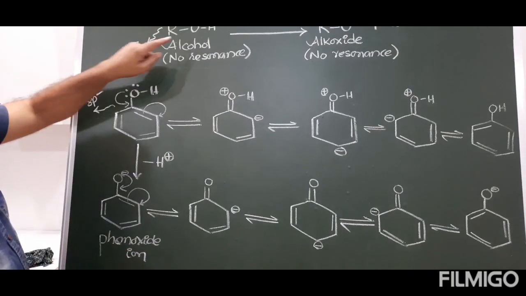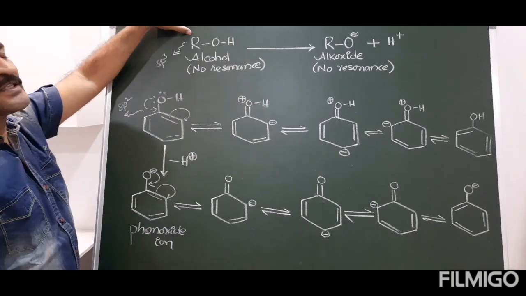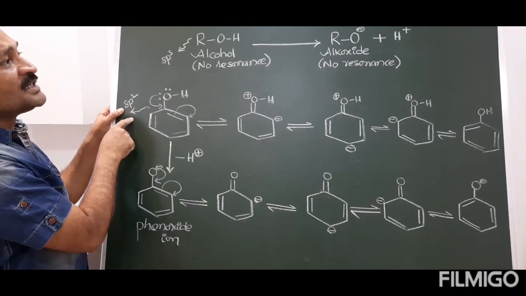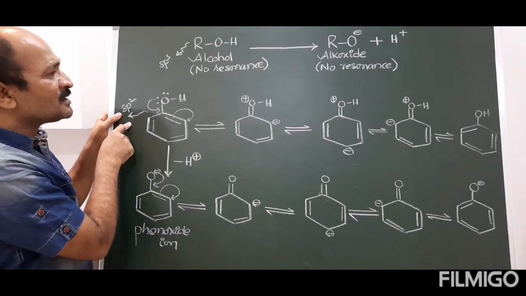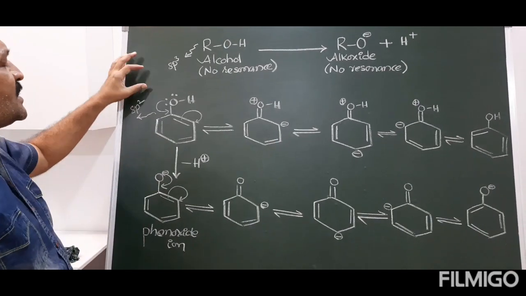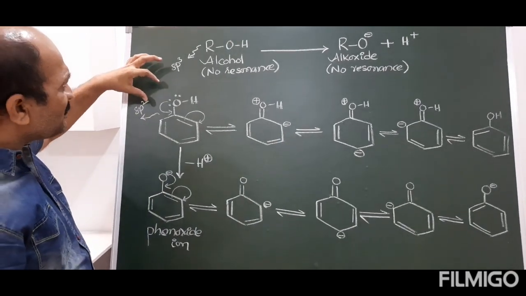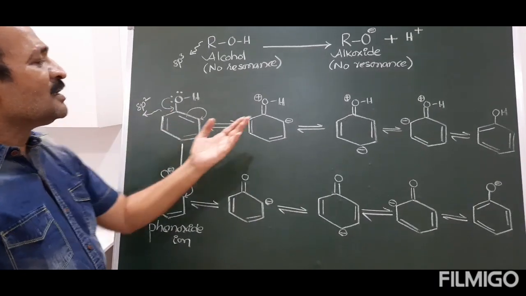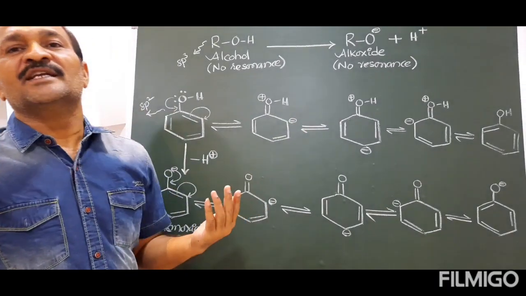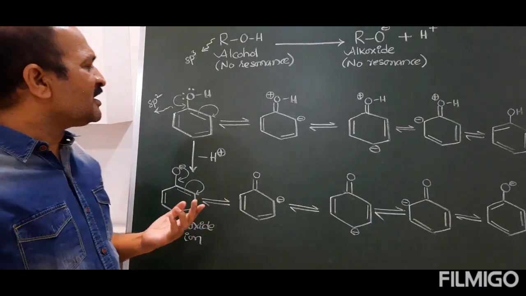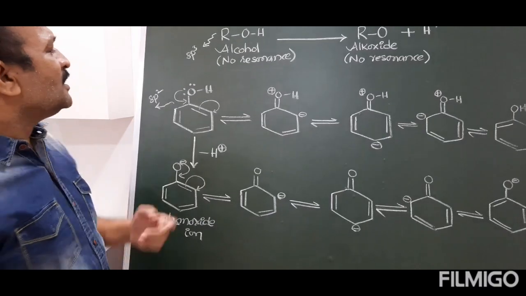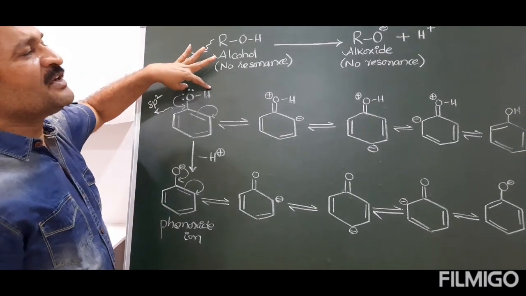And the third point is, here the OH group is located on an sp3 hybridized carbon. Here the OH group is located on an sp2 hybridized carbon. So students, whenever an sp2 hybridized carbon is there, carbon electronegativity will increase. Electronegativity increases means withdrawing nature increases. Automatically, polarity of the bond will increase.